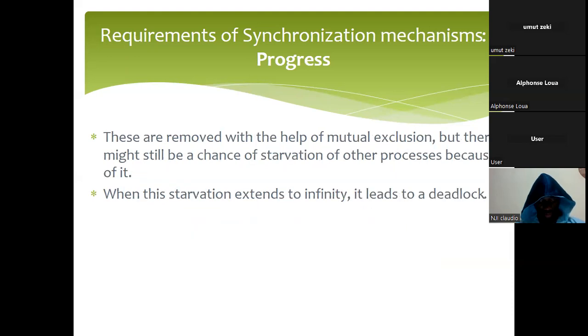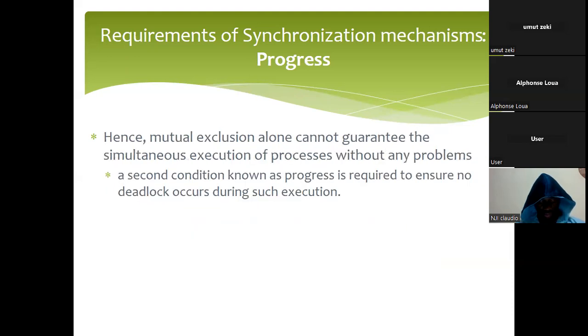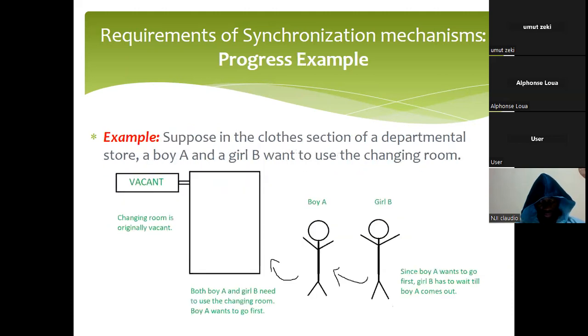So, yes, I will explain it with an example. The progress example.